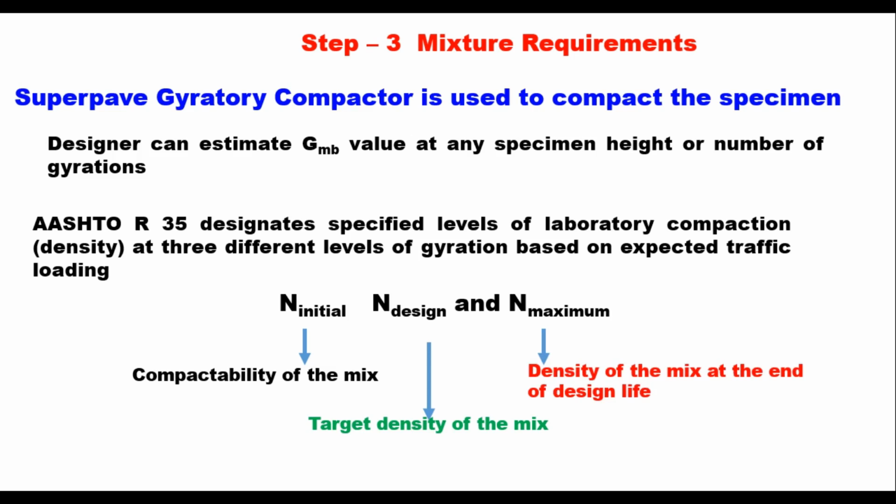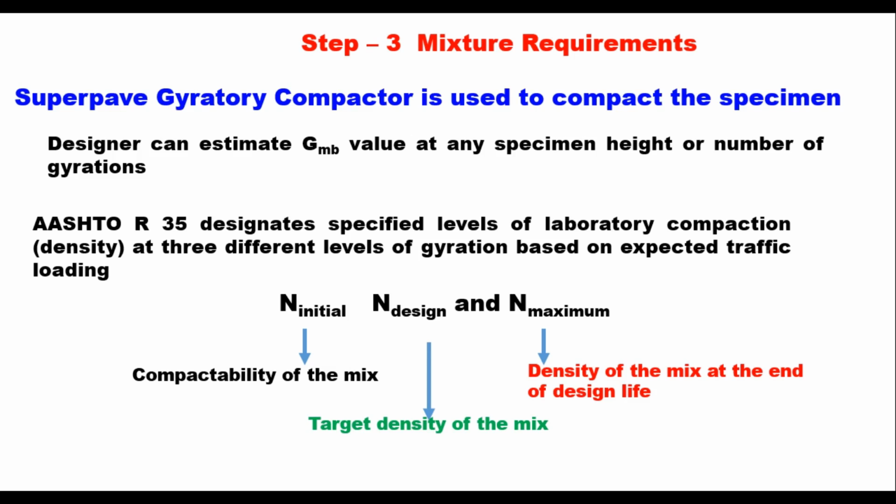N max is an estimate of the final density expected in the field at the end of its service life after years of further densification by traffic, and it is capped at 98% of theoretical maximum density for all traffic levels. That means the air voids at the end of design life should not be less than 2%. Low air voids in the field result in a plastic mix that ruts easily and should be avoided.